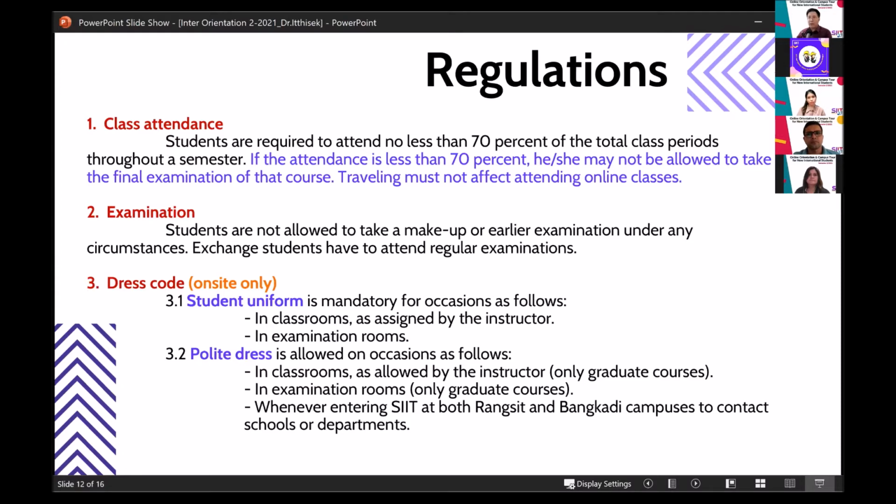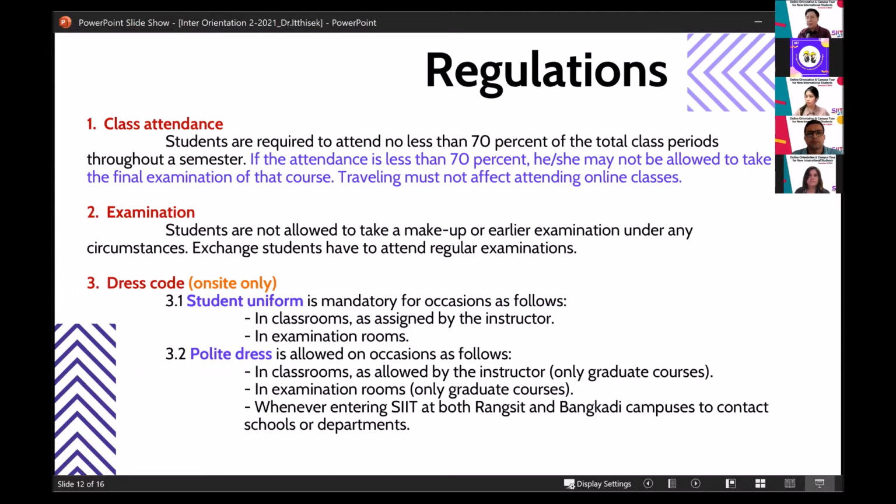So even though for some of the courses you may have the choice to attend on-site or online, please make sure that you attend at least 70% and hopefully 100% of the courses so that you would be able to follow all of the course materials effectively. Okay. And for the examinations, this is something that in particular the exchange students may be concerned about. At SIIT, the examination is very specific to a certain week during the semester, and the students have to take the examinations during the regularly scheduled day and period. So it's not possible to take a makeup exam or to do the exam earlier.